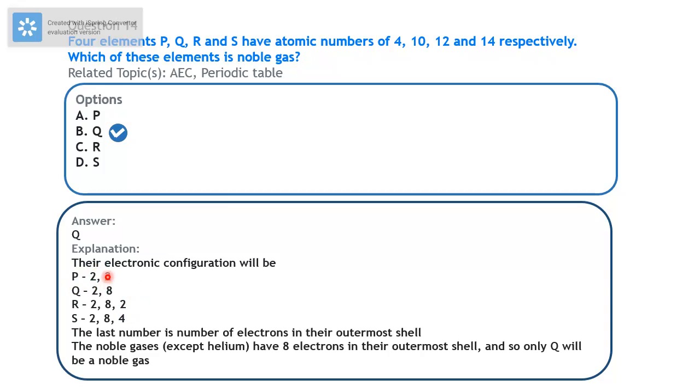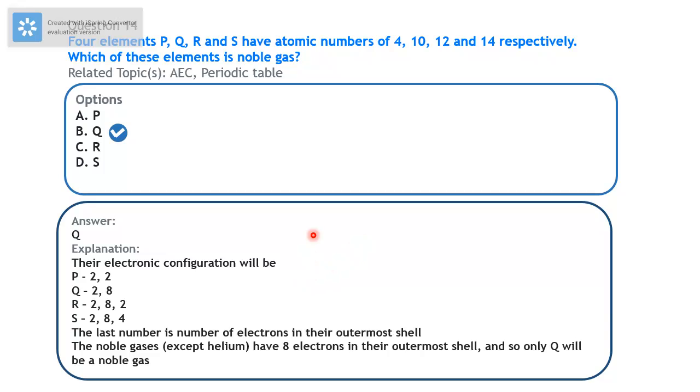Now, what this means is that P is in group 2. Q is in group 8. R is in group 2. S is in group 4. And we have to identify which one is a noble gas. Noble gases are those in group 8, that is, they have 8 electrons in their outermost shell. And from this, we see that it is Q that has 8 electrons in the outermost shell. So it belongs to group 8, which is the group of the noble gases.